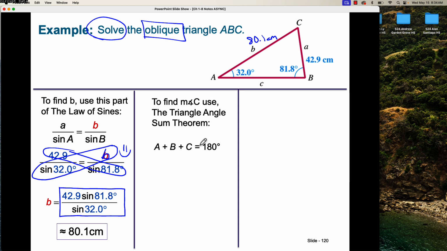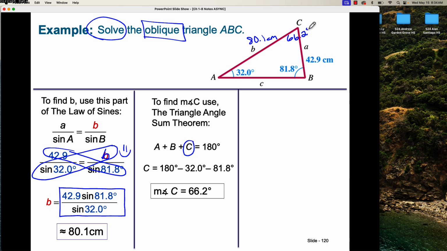This is a good formula to use strategically because we can isolate lowercase c, which is the only unknown, because we know A, we know B. Isolating c gives us this here, and accurate to 1 decimal place, well, this one's actually equal to 66.2 degrees. All right, so we found another part. Almost there. We have to solve the triangle. We have to find just the remaining lowercase c.